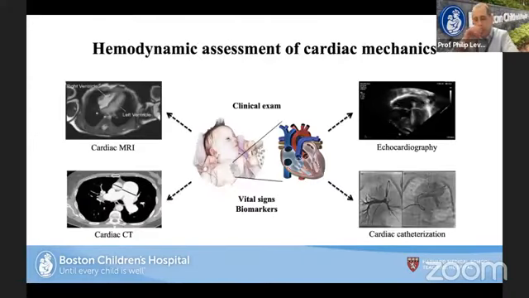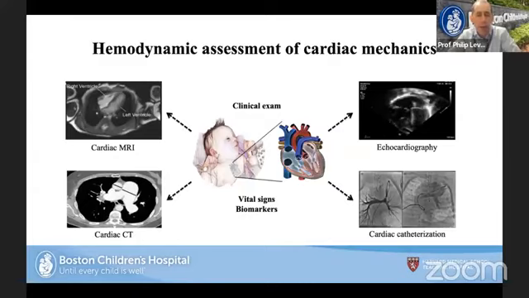So I want to look at some of the novel measures that we've explored to assess cardiac mechanics. And then I want to take a dive into some of these different disease states. So when we talk about novel measures, we talk about echocardiography, cardiac catheterization, cardiac CT, and cardiac MRI. I recognize that throughout the world, you don't have all of these modalities.